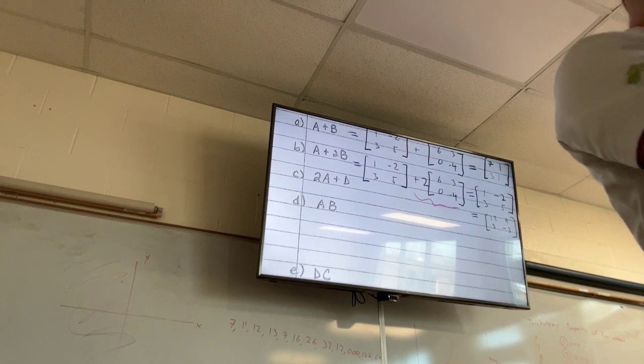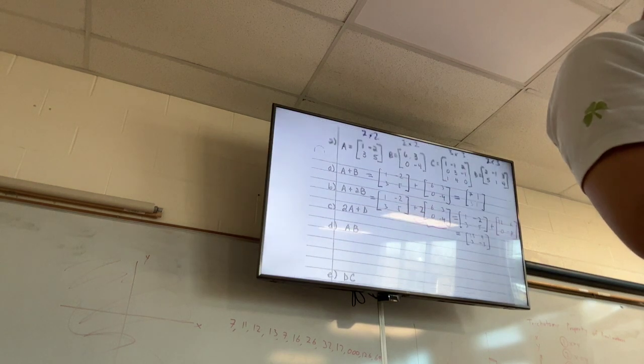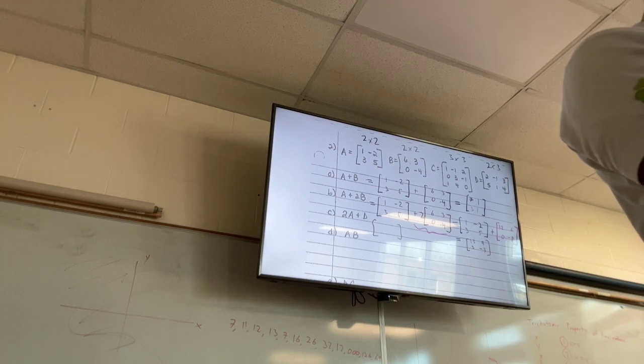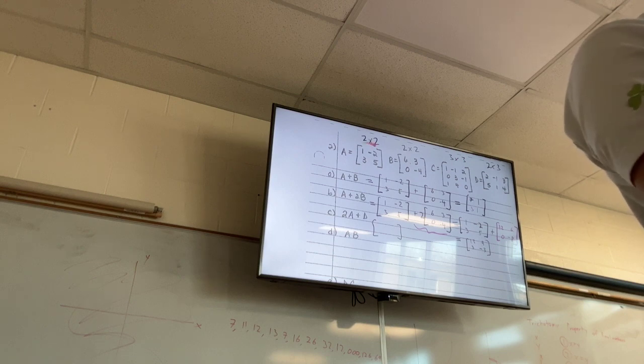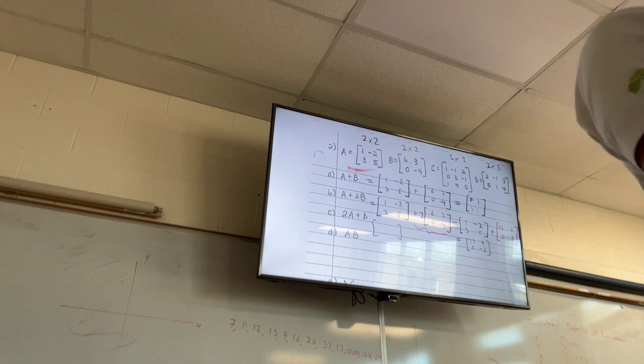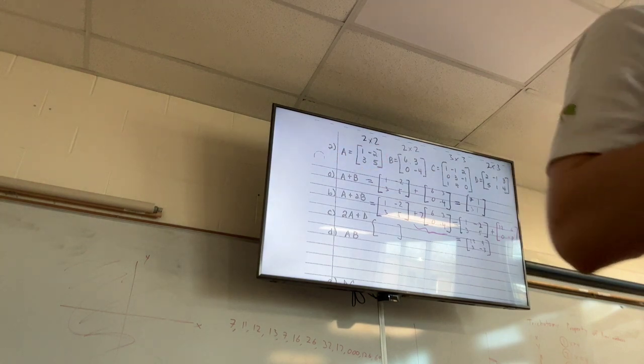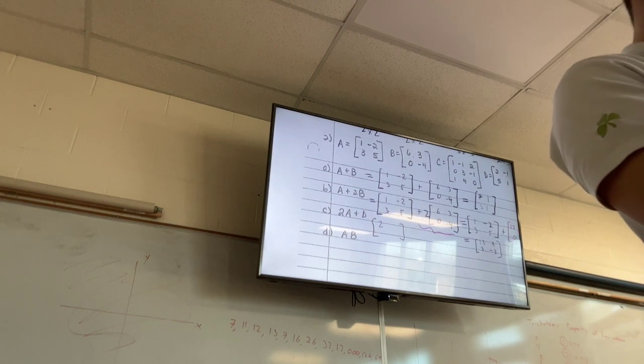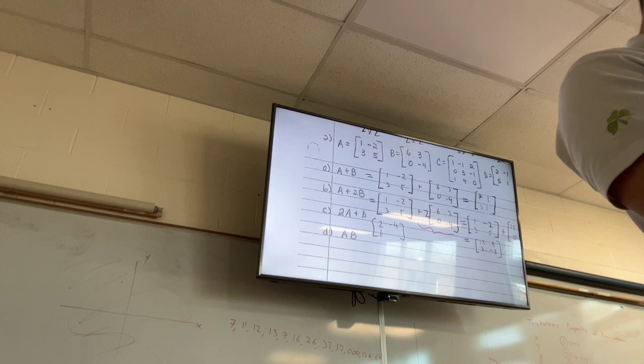Okay, and then 2a plus d. So let's do 2a. What's 2a going to be? So how do I multiply this matrix by 2? When I multiply a by 2, what does that give me? Okay, good. 2, negative 4, 6, 10. Now I'm going to add d to that.